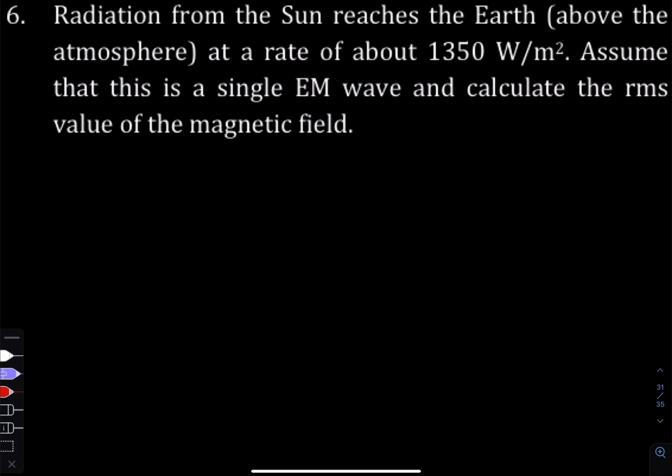Radiation from the sun reaches the Earth above the atmosphere at a rate of 1,350 watts per meter squared. Assume that this is a single electromagnetic wave and calculate the RMS value of the magnetic field. So let's rewrite the equation again for the RMS value of the magnetic field.